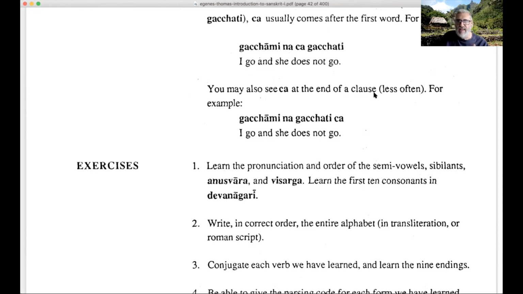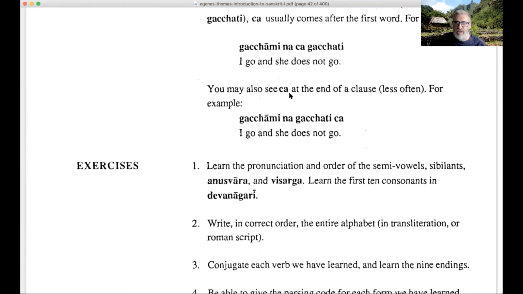Okay. So for example, you may see at the end, and I would say you won't see this so much, but you're going to see the second one much more: gachami na gachati cha. That's the way you're probably going to see it. Up here he says gachami na cha gachati, but down below he says gachami na gachati cha. So I go, he, she, or it doesn't go. And that's the more common way.